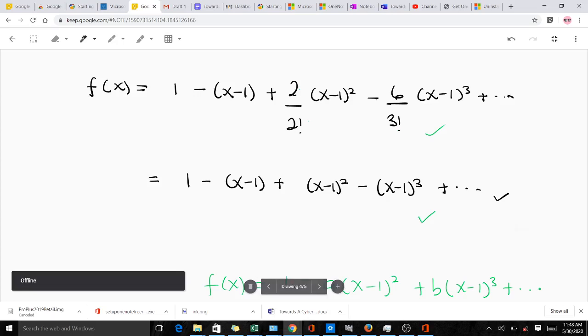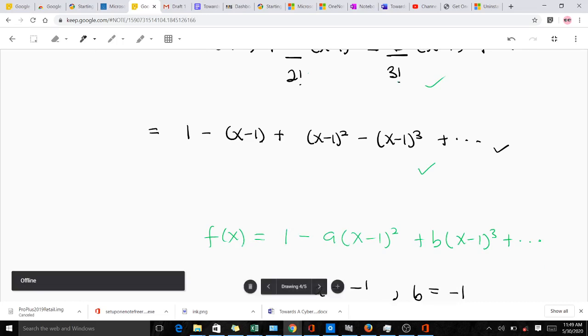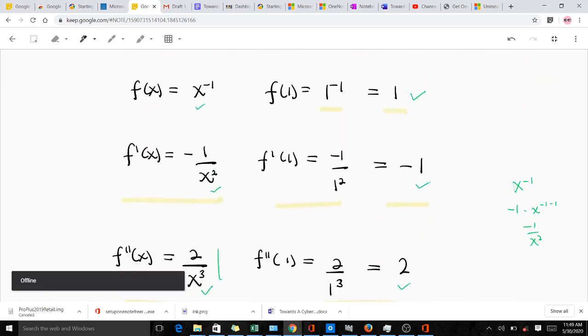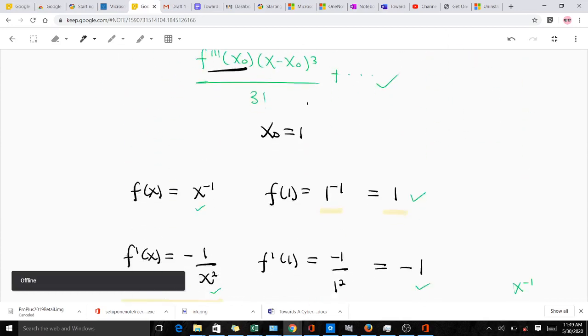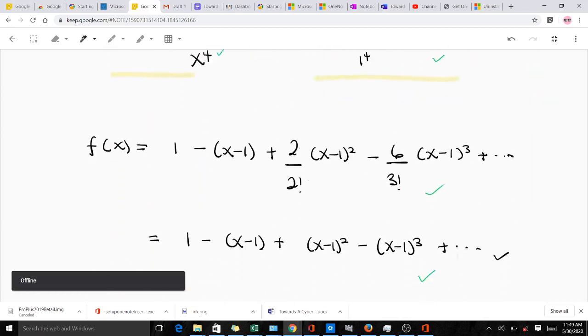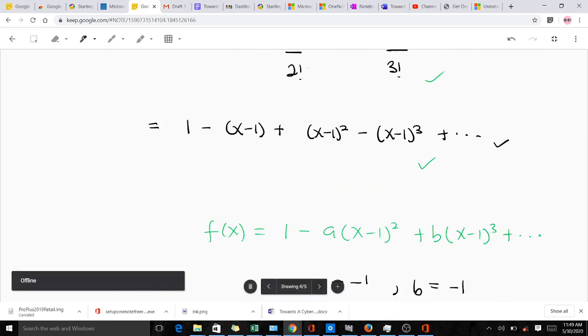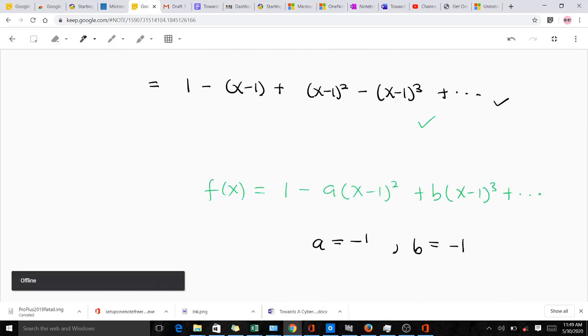Alright, so after finding that, you realize that the question was that we should calculate the values of the constants a and b in the expansion. So by comparing it to this expansion, you're supposed to find a and b. So we had this to be our answer, and you're supposed to make comparison between these two.